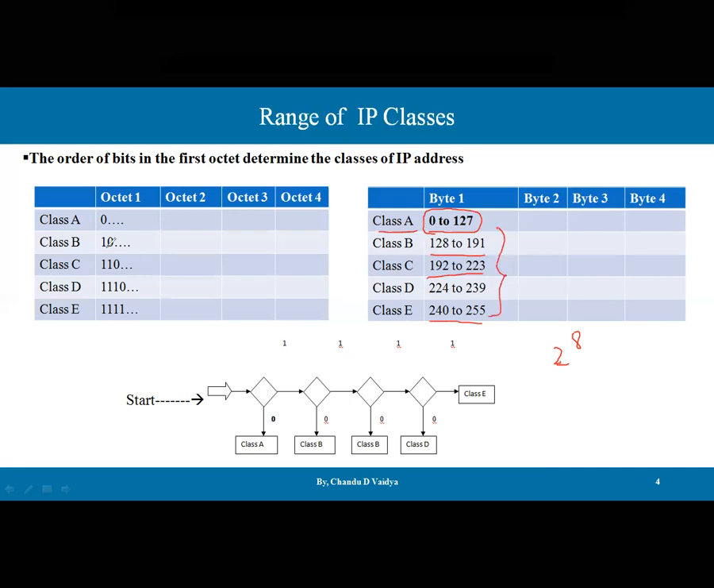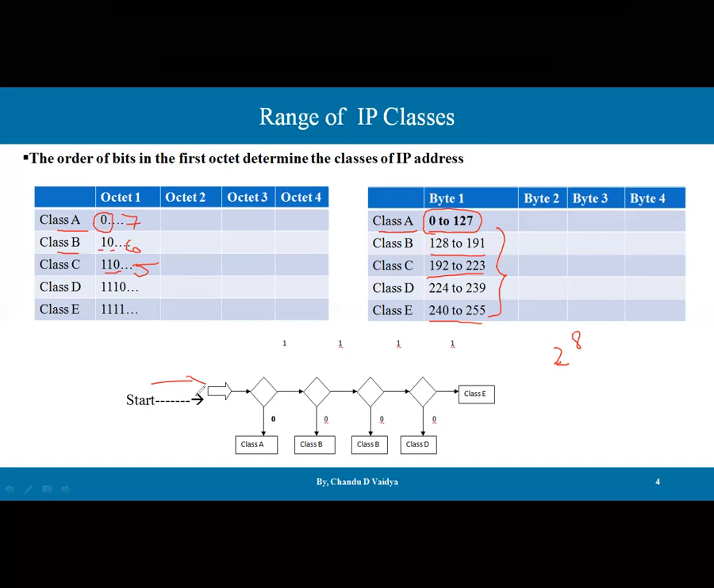For identification purposes, let's look at how to identify a class from a binary number. For class A, there is a leading 0 and the rest of the 7 bits can be anything. For class B, there is a leading 1 followed by 0, and the remaining 6 bits can be anything. For class C, the leading 3 bits are 110, and then the remaining 5 bits. Then 1110 will be class D, and class E has 1111, four 1s.